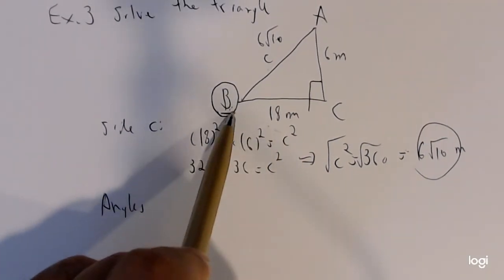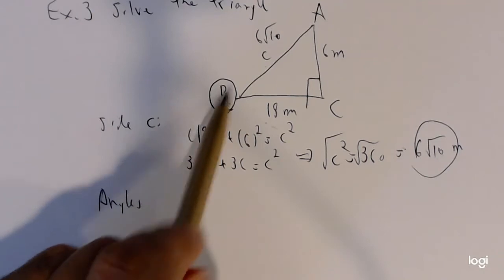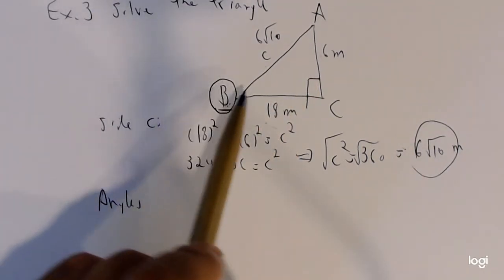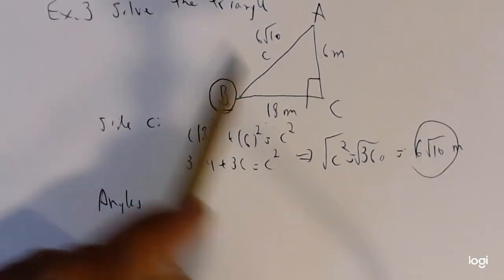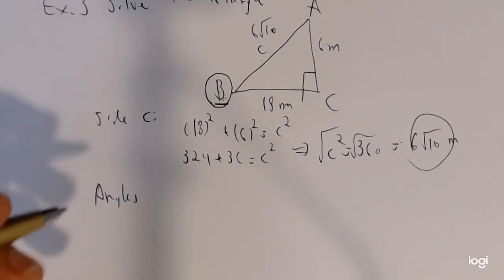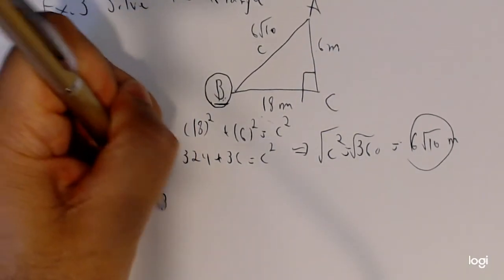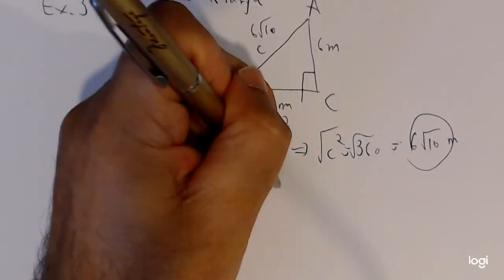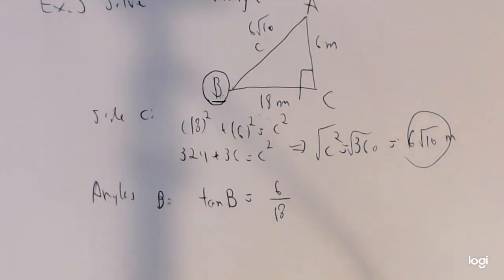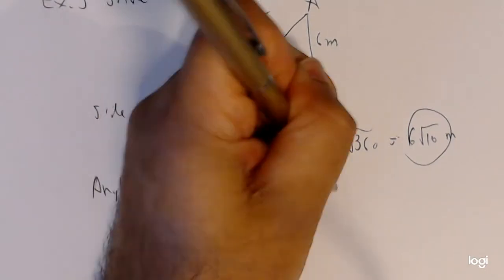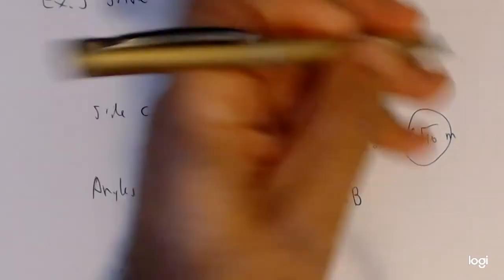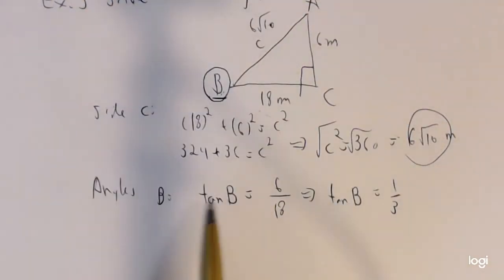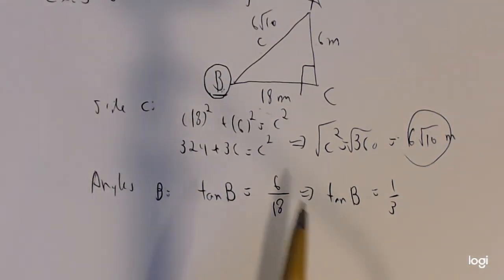With angle B, which trig function would I use to take the 6 and the 18? Well, let's see. That's opposite and that's adjacent, which once again is tangent. So for angle B, I'm going to say tangent of B is equal to 6 over 18, which implies tangent of B is equal to 1/3. I just simplified this.